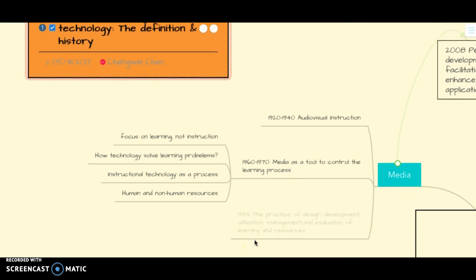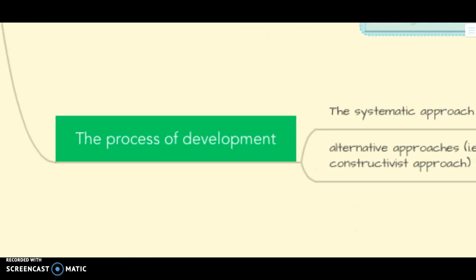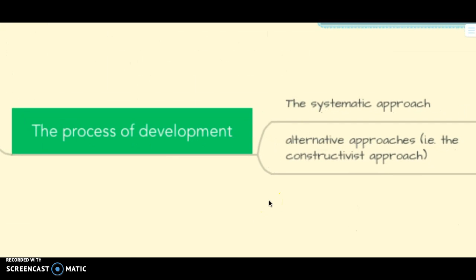So in this slide, you see my definition of media through different ages and the different focuses. Let's go next. This slide shows the process of development required for instructional design. There are two different kinds of thinking. One is the systematic approach. Another one is alternative approaches, for example, the constructivist approach. Let's go next.